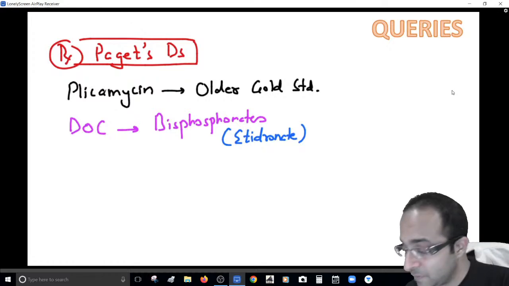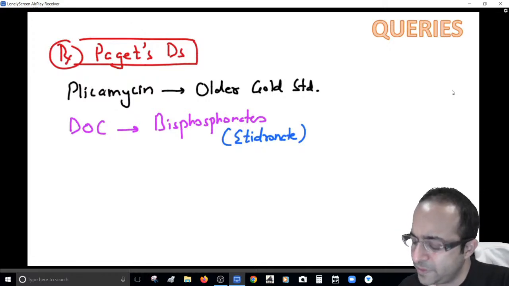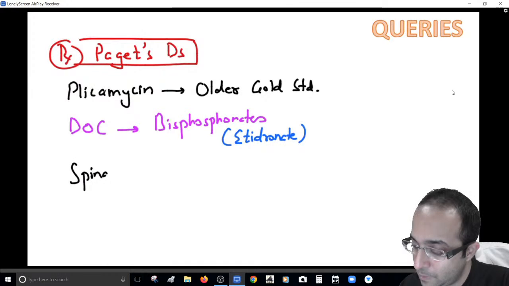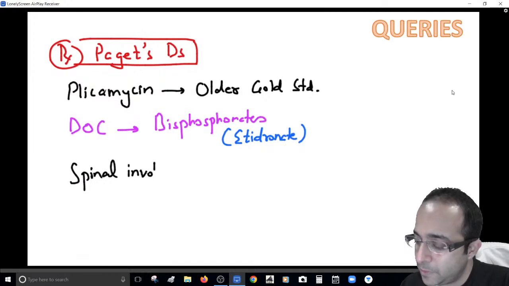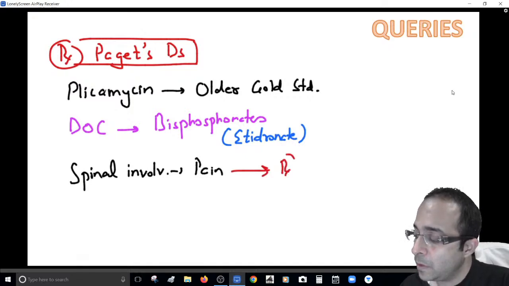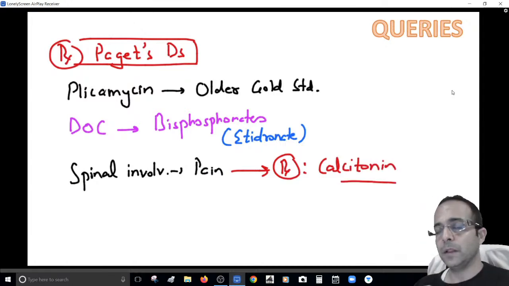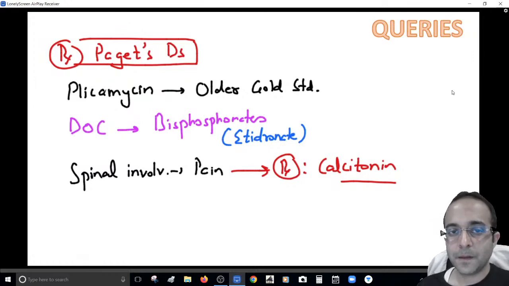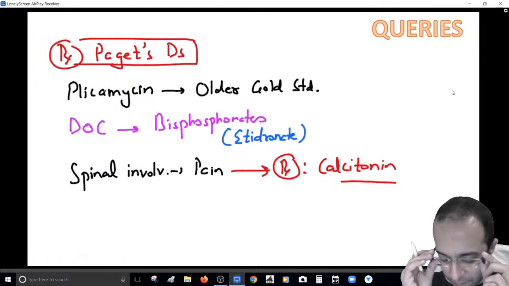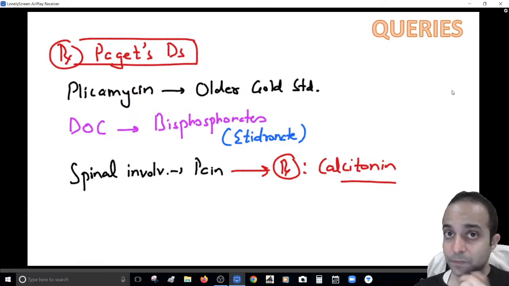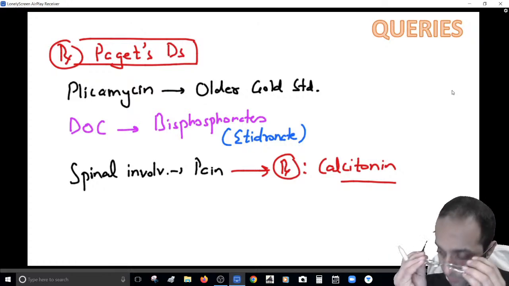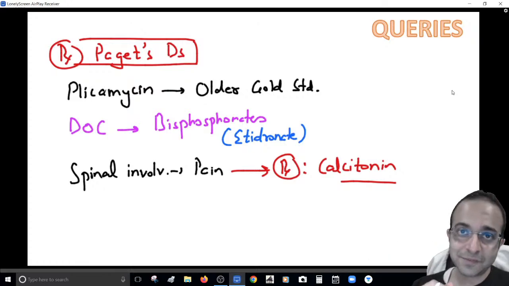Now in Paget's, not uncommon is to find the spine involved, and if you have the spinal involvement causing pain, then let me tell you, a drug to which the spinal pain would beautifully respond is calcitonin. So these are some of the things that work if someone lands up with Paget's.